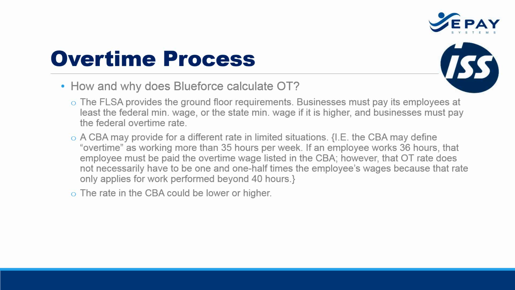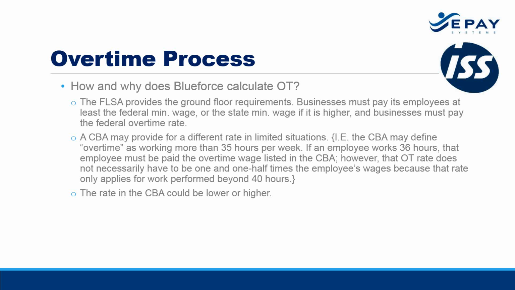So the CBA may define overtime as working more than 35 hours in a week. Now, if the state and federal rules say 40 hours in a work week and the CBA says 35, we actually go with the CBA rule in this case, because most unions have their own rules and want to enforce them on our employees and employee time. So if an employee in this scenario were to work 36 hours, that employee must be paid the overtime wage listed in that CBA, which, once again, might be a specific overtime wage, not necessarily time and a half.